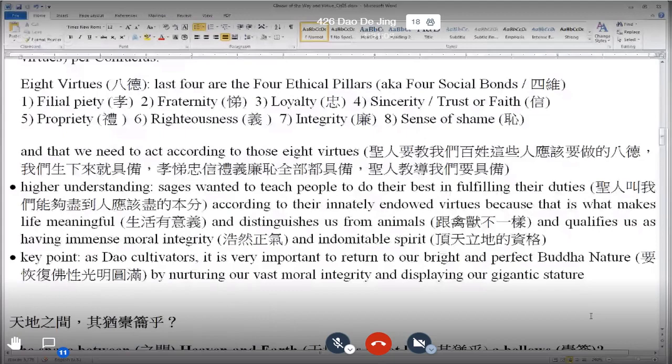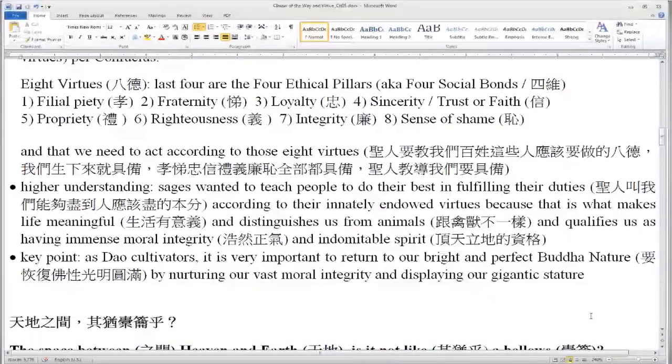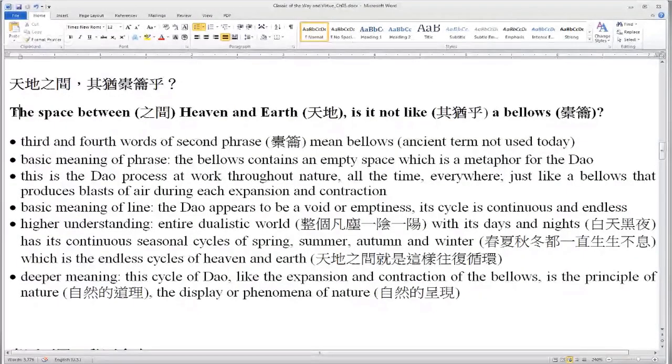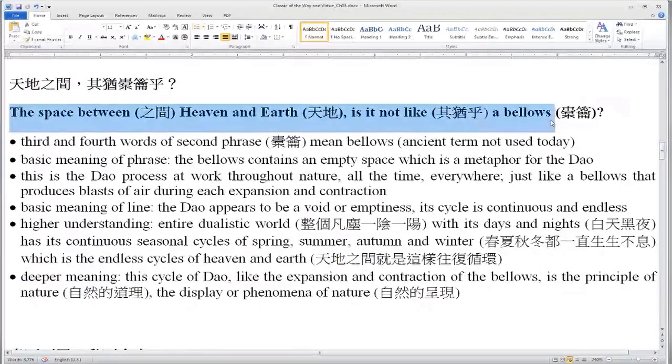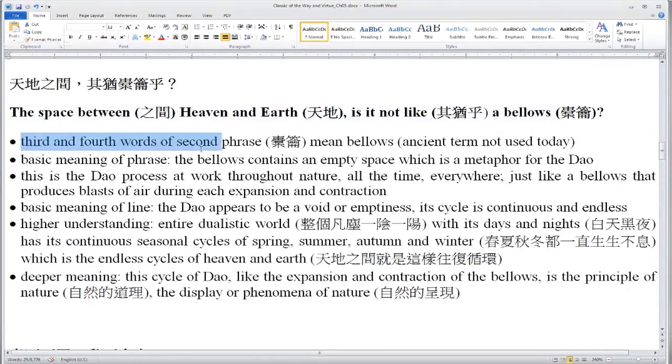Okay, third phrase. The space between heaven and earth is like a bellows. Heaven and earth, that's what these 2 characters mean. Zhijian means the space between. Okay, third and fourth phrase.